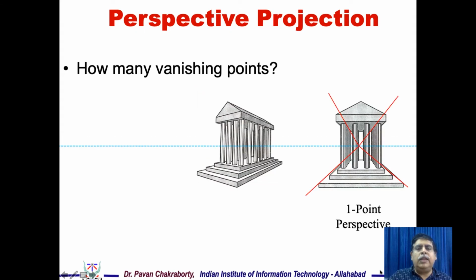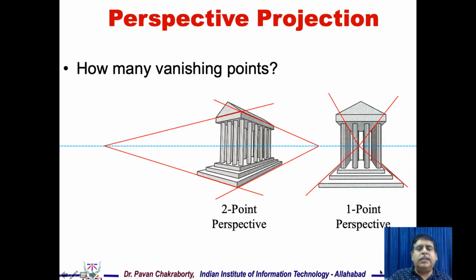When we observe the same building from an edge or from a corner, it describes a two-point perspective, as you see here. But as you see here, both the edges converge onto the same line, which is the horizon line. This is a 2-point perspective.